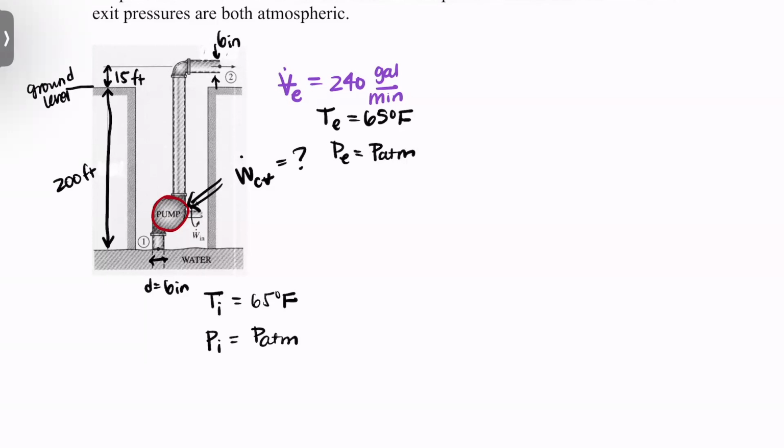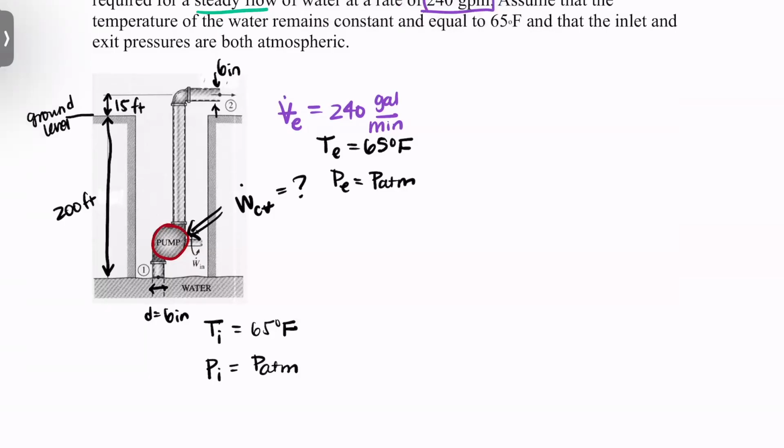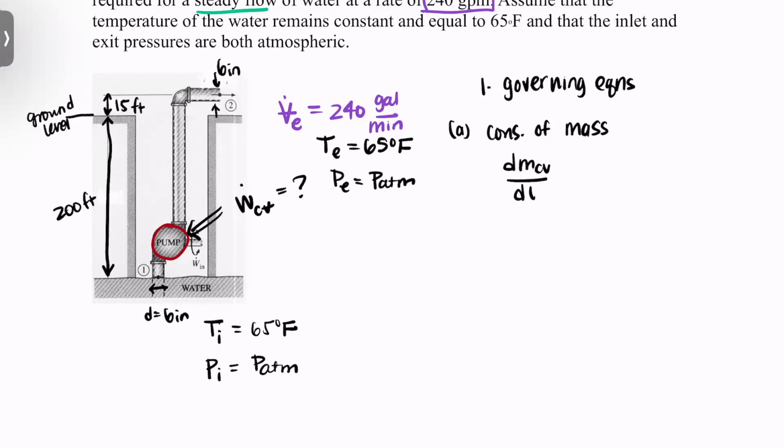All right. So let's write down our governing equations because we've already got our picture here. We're going to use conservation of mass and conservation of energy. Last time we also had ideal gas law, but this is water, right? So we're not going to use ideal gas law. So we've got conservation of mass, which is dm dt is equal to the sum of the mass flow rates at the inlets minus the sum of the mass flow rates at the exits.